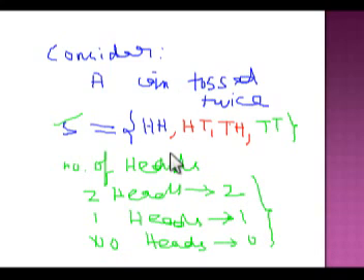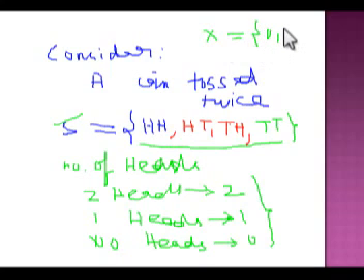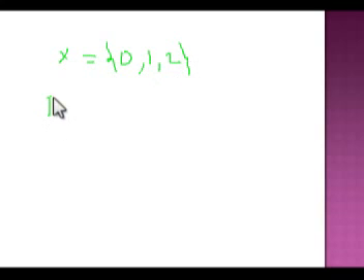Now, if we wish to represent it through a random variable, it can take three values: 0, no heads, either one head or two heads. So this is the sense of a random variable. Now, if we wish to know the probability of x, how can we represent it? Let x be 0 means no head, 1 means one head, and 2 means two heads.